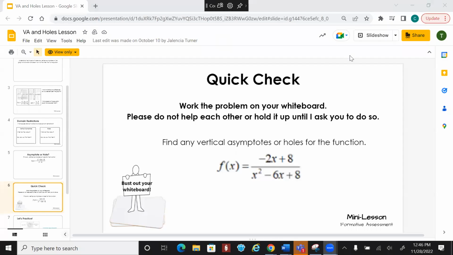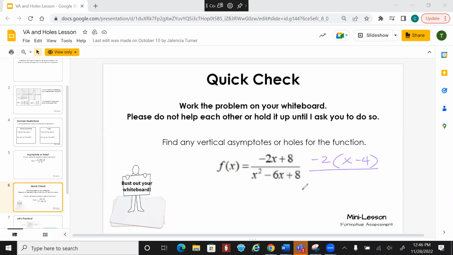Try this one, and then I want you to tell me what the vertical asymptote or the holes are. If I factor this, I can't do the a times c thing because it's not a square. So I'm going to take out the greatest common factor. This is going to give me -2 as the greatest common factor. When I divide -2x by -2, I'm going to get x. 8 divided by -2 is going to give me -4.